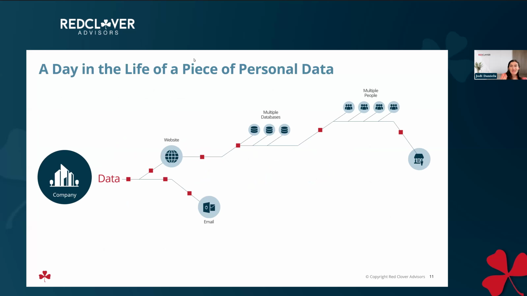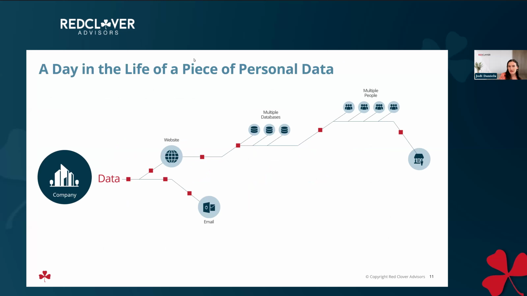Just really quickly, when we think about this documentation, here's an example of a marketing activity. We have a company, we're getting data, maybe it came from the website. It goes to multiple databases, multiple people might have access, which could be internal or external. And then the whole point of that was an email.